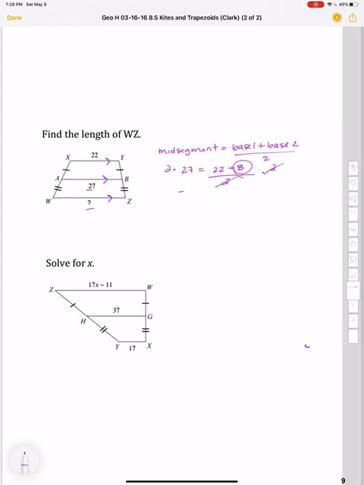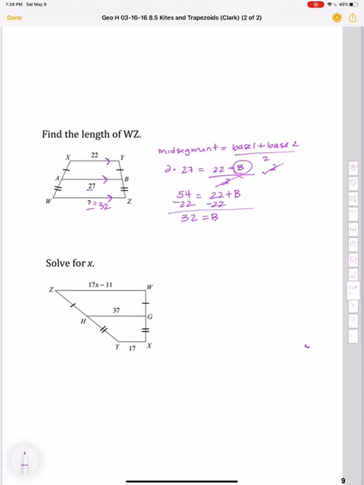So that leaves us with 54 equals 22 plus B. And then subtract 22 gives us 32. So this is 32. And it makes sense that it's bigger. If we had gotten 25, then we would know we did something wrong. So there you go, 32. That's a great example showing you how to do it when it's not just the basic find the mid-segment given the two bases. Now we're trying to beef it up and make it more challenging. So you have the mid-segment and then one of the bases.